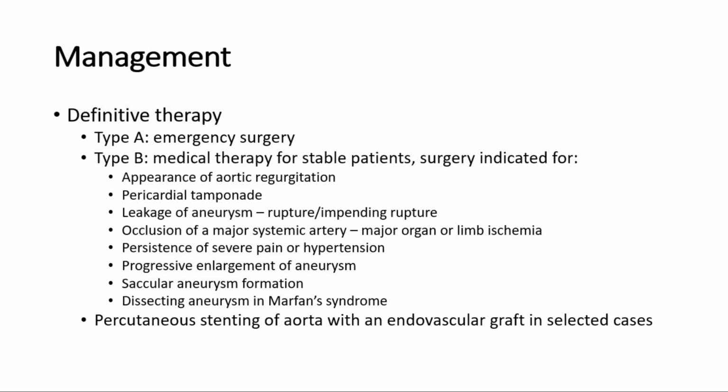Whereas for Type B, medical therapy for stable patients. Surgery is indicated for appearance of aortic regurgitation, pericardial tamponade, leakage of aneurysm, occlusion of a major systemic artery, persistence of severe pain or hypertension, progressive enlargement of aneurysm, saccular aneurysm formation, or dissecting aneurysm in Marfan's syndrome. Another option is percutaneous stenting of aorta with an endovascular graft in selected cases.